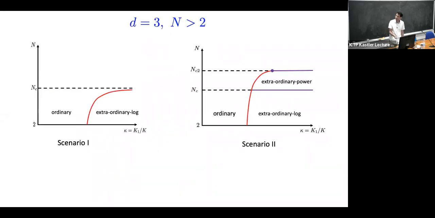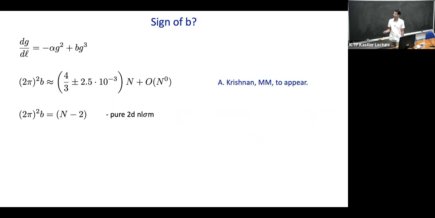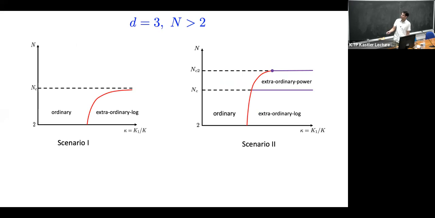But this is again the picture for the two scenarios, now in the n and k1 over k plane. The red line is the special transition. So we don't know the value of b at n equal to nc, but actually, recently we were able to calculate it together with Abhi in the n to infinity limit, and you see it's positive. So it's actually pointing towards this simplest scenario.